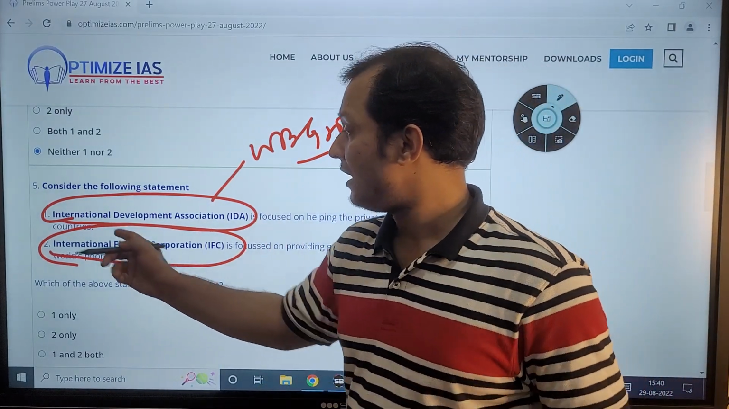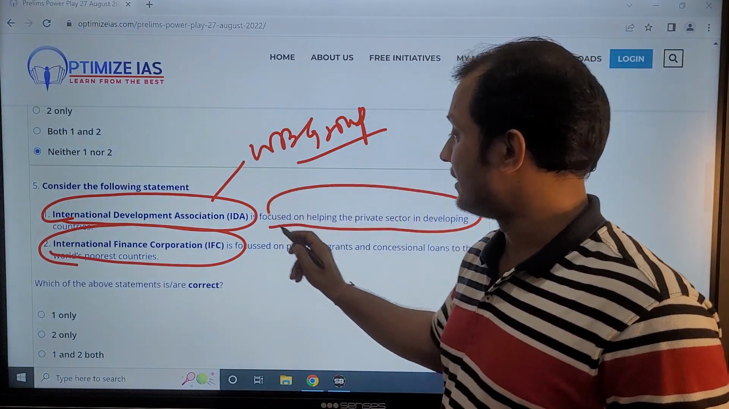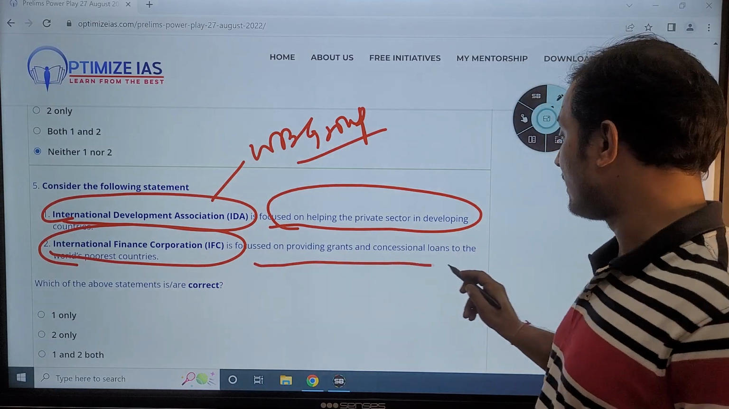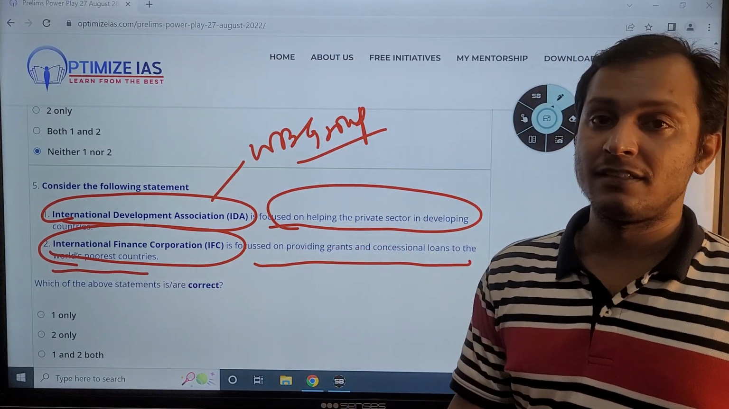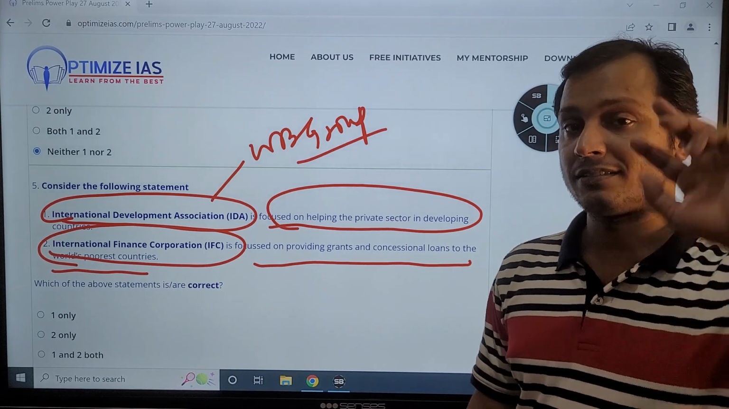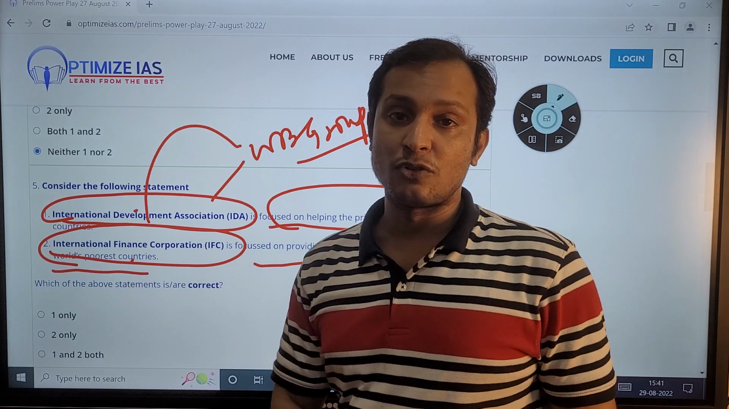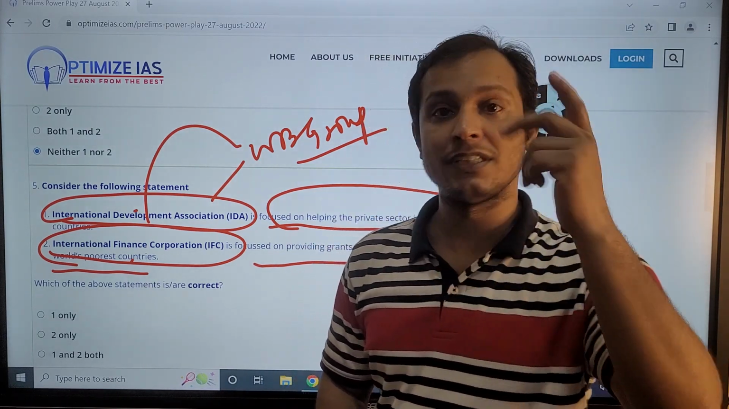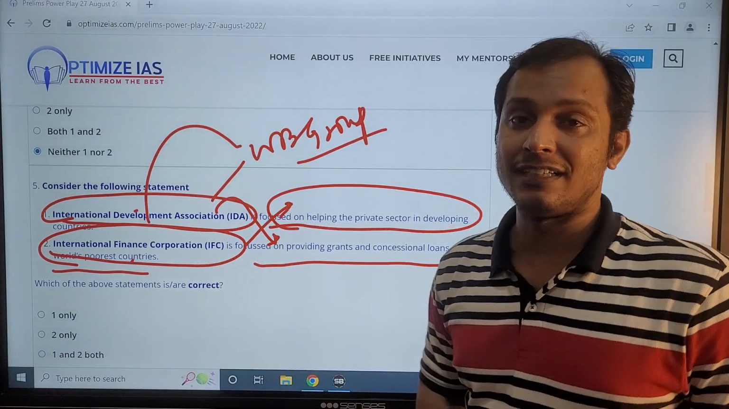Let us read the question. IDA is focused on helping the private sector in developing countries, and IFC is focused on providing grants and concessional loans to the world's poorest countries. Guys, again you see the same pattern of question. Both are organizations of the World Bank Group, and both are related to development. So what UPSC does is, it exchanges these two terms.